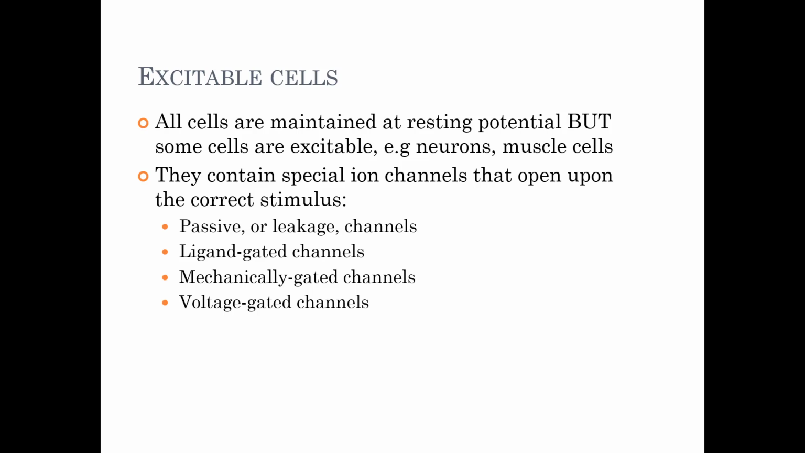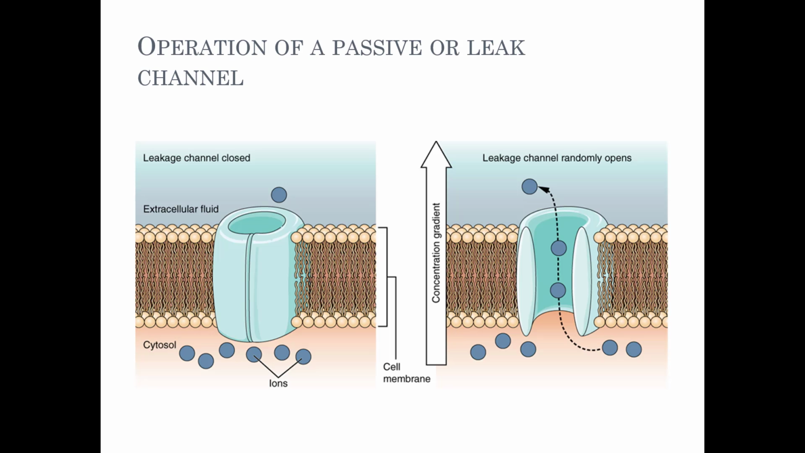Okay, so we've talked about the passive or leakage channels already. I'm going to talk to you about the ligand-gated channels, mechanically gated channels, and voltage-gated channels. Just remember, these are still ion channels. When they open, they facilitate diffusion. That's it. It's all passive transport still. Okay? So we have the passive or leak channel, which opens or closes whenever, randomly. When it's closed, no ions can move across. When it's open, ions will move down the concentration gradient from high concentration to low concentration.